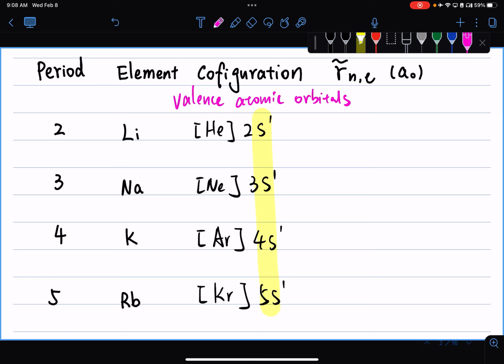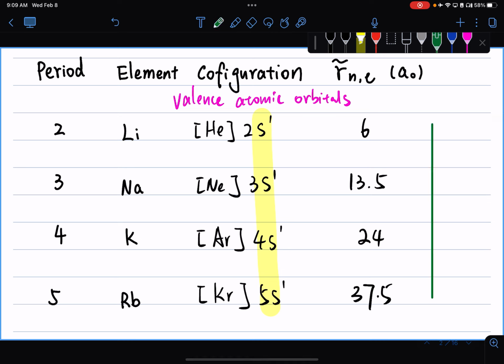You can also plug in these valence atomic orbitals and calculate the average atomic size. I'll skip my calculation here, but you can practice it yourself. You just plug in the numbers there. What we have is, for lithium, the average atomic size is 6 Bohr radii. For sodium, that's 13.5. For potassium, that's 24. And for rubidium, that's 37.5, I'm sorry. So, like what we expect, we have the principal quantum number n that's increasing.